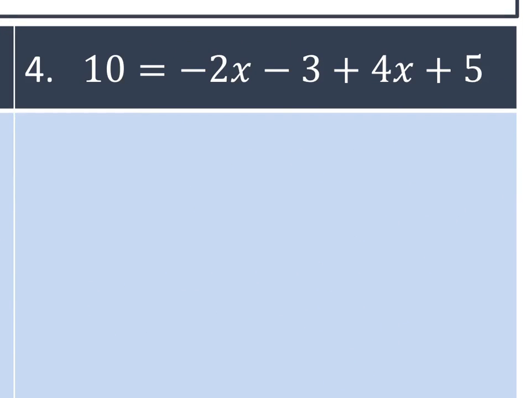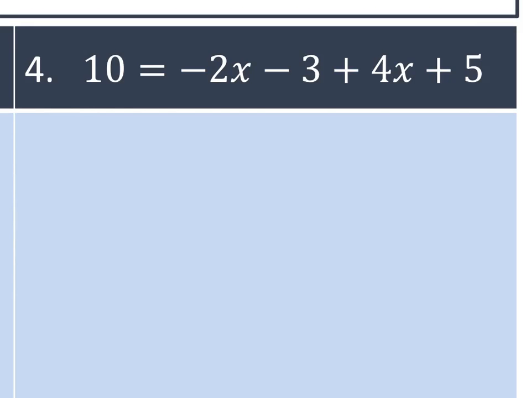So number 4, 10 equals negative 2x minus 3 plus 4x plus 5. And again, the first thing we should look to do is to perform any distribution. That's kind of an order of operations theme, because when we combine like terms, that's only with addition and subtraction. You can multiply unlike terms, no problem, which is why distribution is multiplication, and it has to come before combining like terms. But on this one, there is no distribution, so no problem.